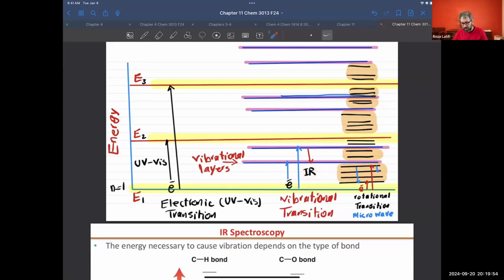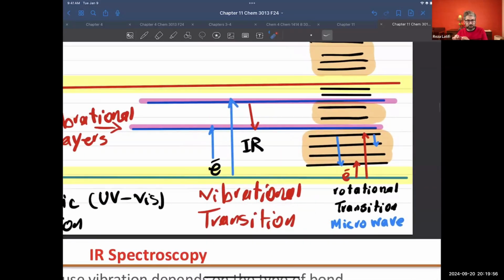Next, you are dealing with layers between two vibrational layers. The previous one was two electronic layers. Now we're talking about two vibrational layers, and between those two vibrational layers we have a bunch of small levels of energy, and those levels of energy are in the range of microwave, or you can say rotational transition.